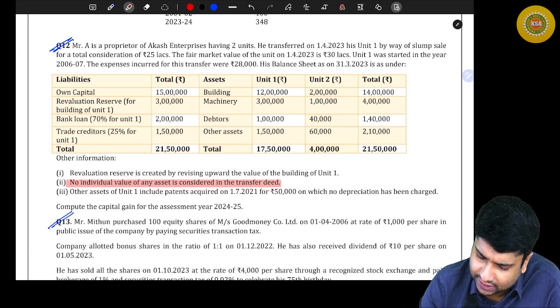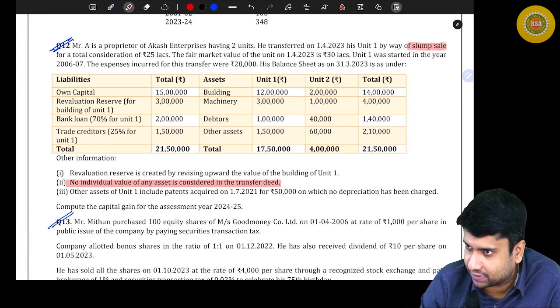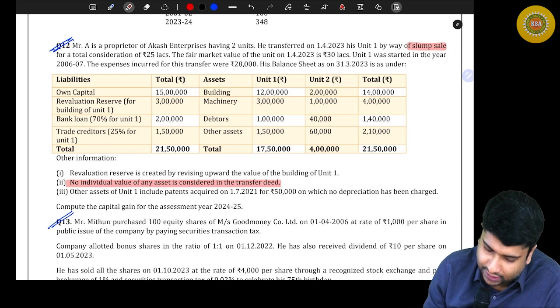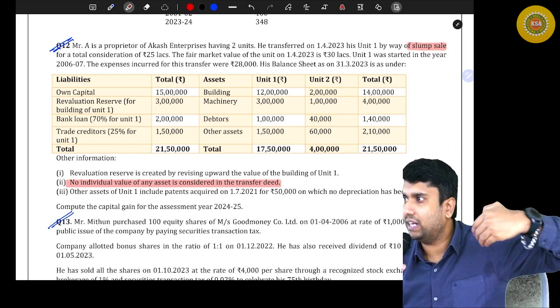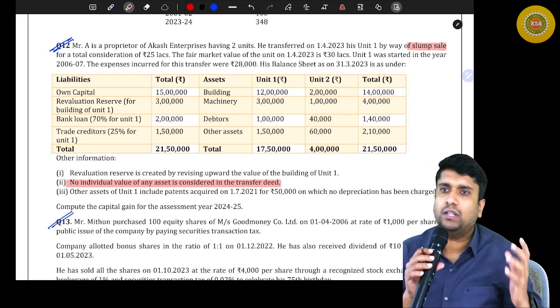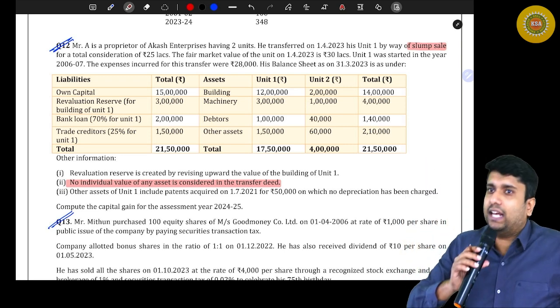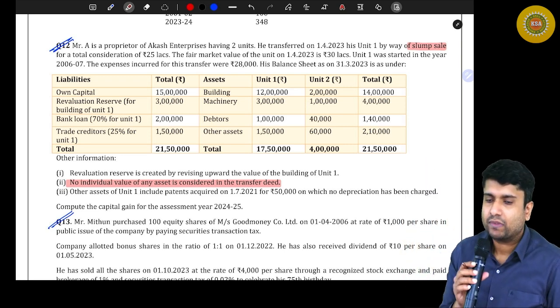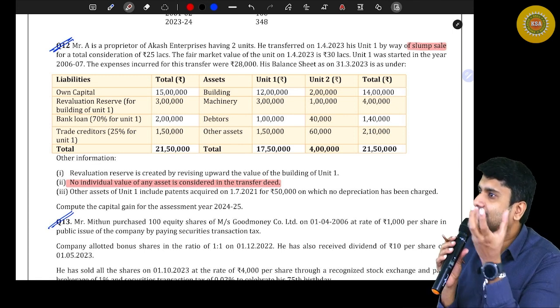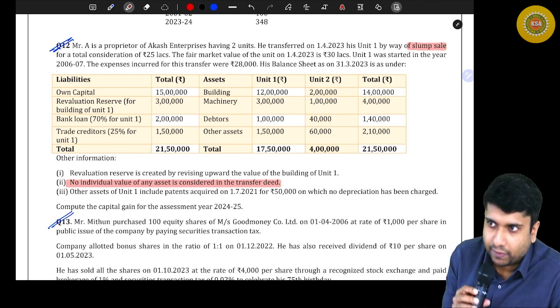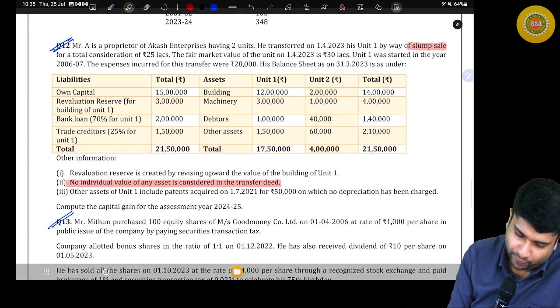And in this question, they are clearly mentioning that it's a slump sale. Even if it is not mentioned, if there is a transfer of a unit or an undertaking without assigning values to individual assets and liabilities, then that particular transfer will always be considered a slump sale. Are you with me? So how do you compute capital gain in slump sale?